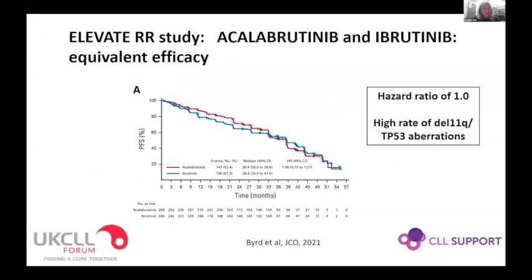Then moving on to another acalabrutinib study in the relapsed refractory setting. So we've already heard from Nick about the 6-year follow-up that was presented at ASH of the Elevate-TN, the Elevate treatment naive study. This is the Elevate-RR, the Elevate relapsed refractory study. And this is a head-to-head study of acalabrutinib and ibrutinib. And the most important jump-out feature here being this hazard ratio of 1. This study demonstrated that acalabrutinib was non-inferior to ibrutinib and they were of equivalent efficacy.